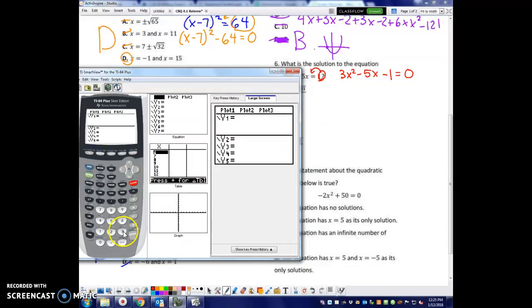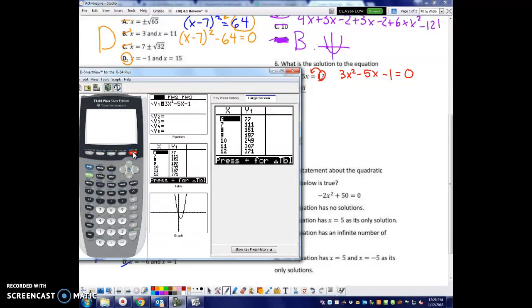So we have 3x squared minus 5x minus 1. Graph it. Okay, so it looks like it's at 0 and 2. Let's see if it is. Let's go up. Nope, not at 0, not at 2. It's really close to it, though.